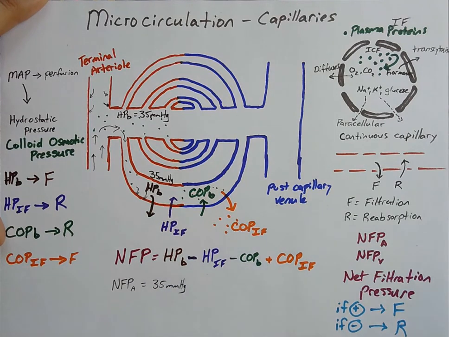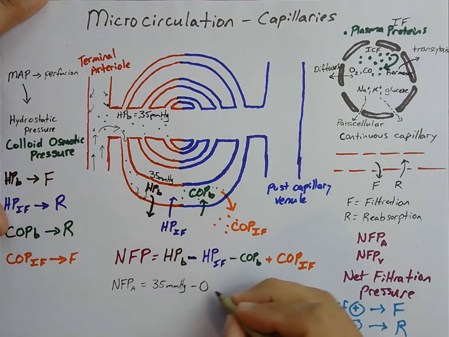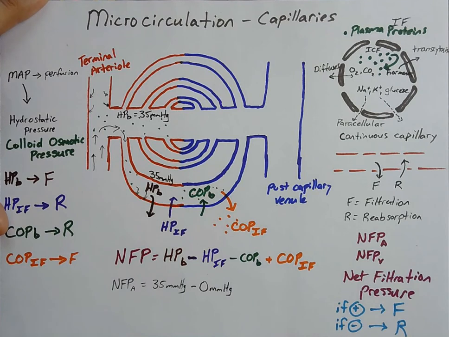Let's fill in the rest of this. Well, hydrostatic pressure in the interstitial fluid in a healthy patient should be negligible. It should be 0 millimeters of mercury. There shouldn't be a large pressure inside of the tissue. If pressure in the tissue builds up, we call this edema. We don't want that, right? So this value here should typically be 0, somewhere between 0 to like 1 millimeters of mercury. Very small value.